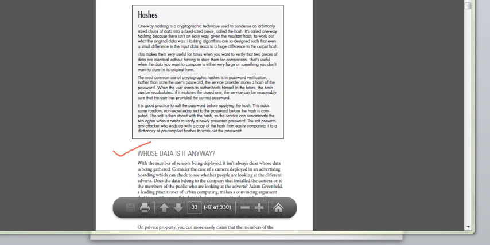So the next topic of your syllabus is whose data is it anyway. This point is regarding the data in IoT technology. So with one example, it is explained. With the number of sensors being deployed, it is not always clear whose data is being gathered, because in an IoT project there are a number of sensors. Suppose there is a central controller, it will be your microcontroller. And to this microcontroller there are a number of sensors connected to sense the physical data. Suppose it is the first, second, third sensor.